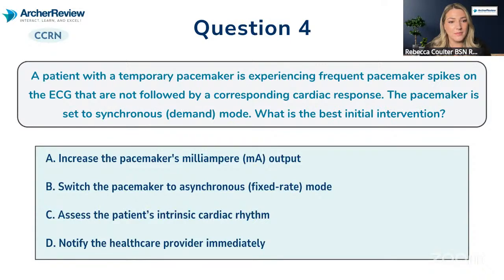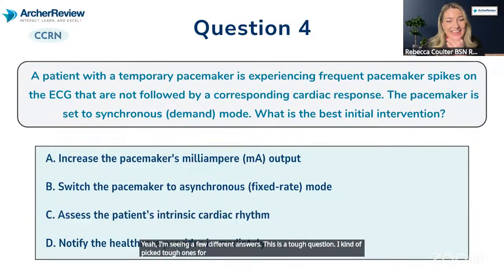Good job. Couple different answers here. Yeah, I'm seeing a few different answers. This is a tough question. I kind of picked tough ones for today. I'm not going to lie. They are not easy.